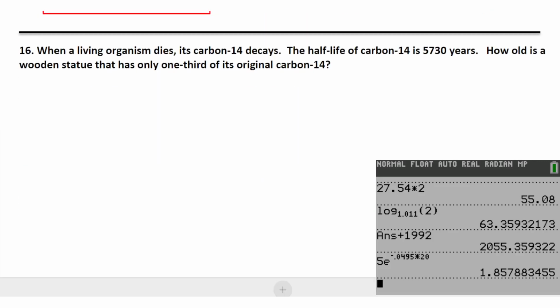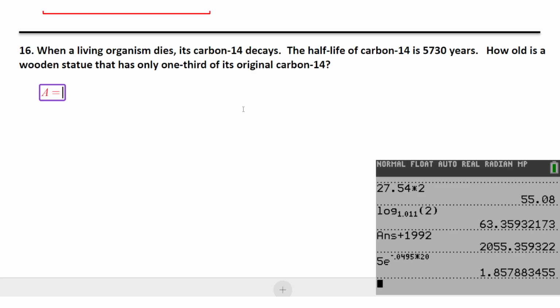And we got one last problem here. Last one. This has been a pretty long review. Hopefully you've gotten something out of it. Hopefully you're walking away from this video understanding these problems better than when you started. But let's wrap this up. It says when a living organism dies, its carbon-14 decays. The half-life is 5,730 years. How old is a wooden statue that only has 1/3 of its original carbon-14?